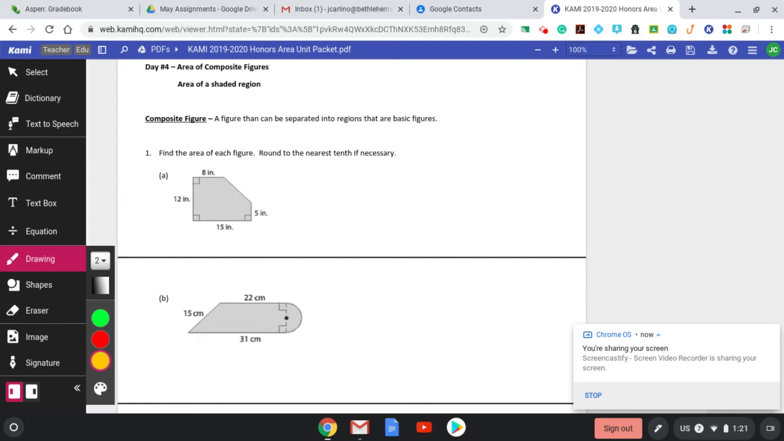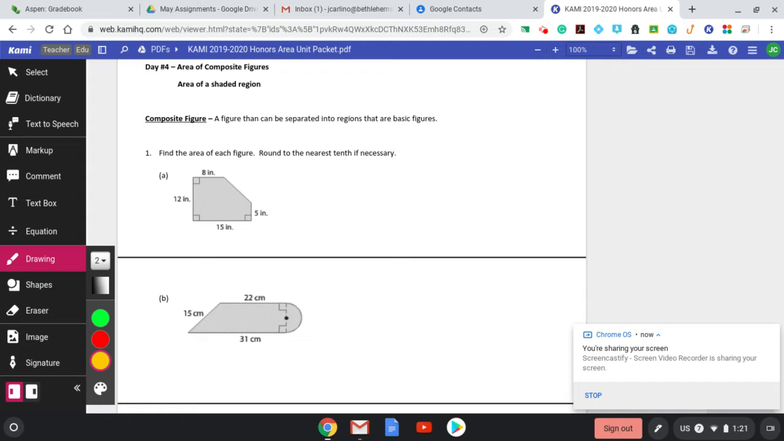We're on to day 4 now of this area unit. And what this topic covers today is area of shaded regions. We kind of dug a little bit into that on day 3 with the circles, finding the area of the shaded region left over when I take circles out.